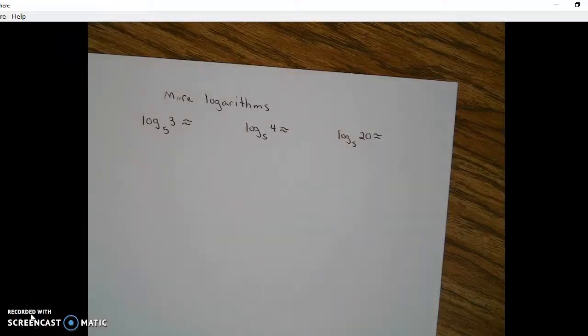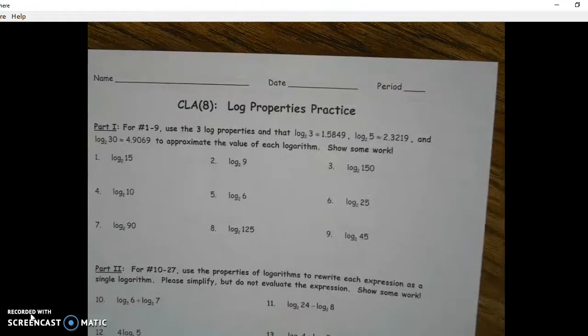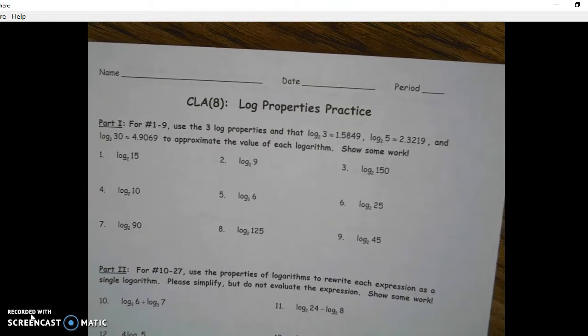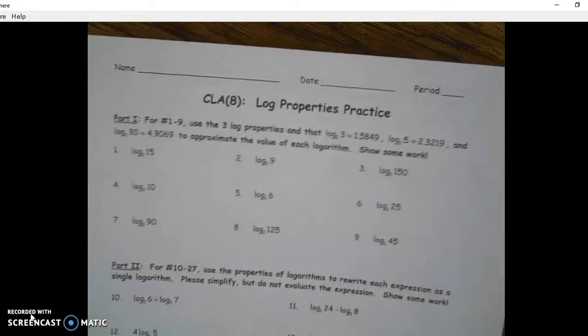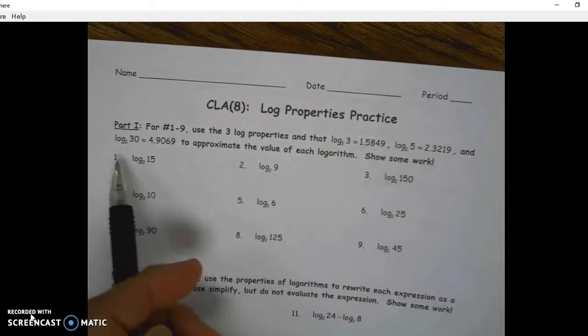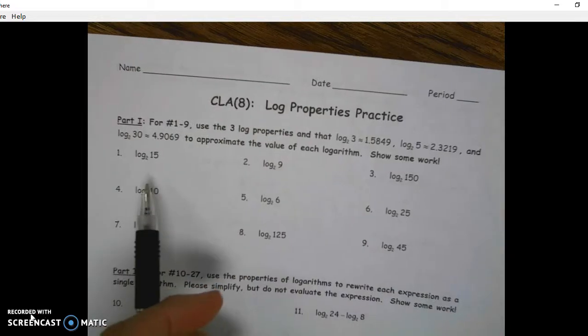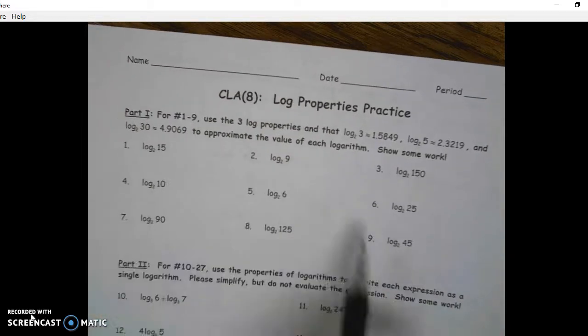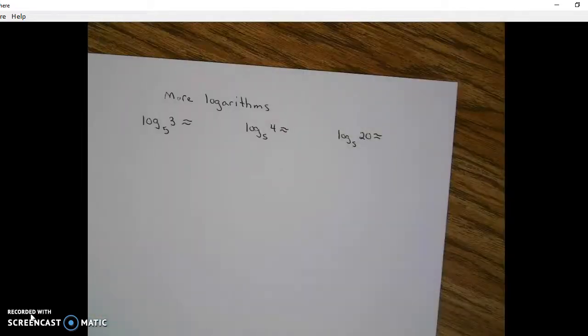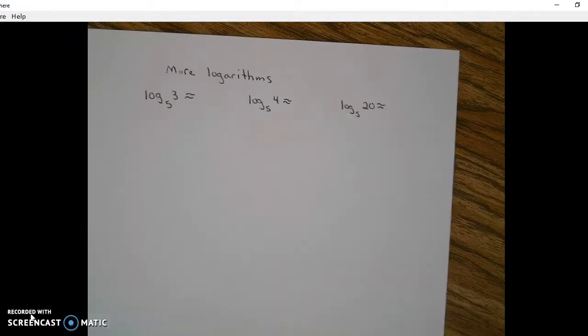The first thing I want to cover real quickly is how to do the portion on the top of your log practice properties right here, where they give you some approximations and then you have to use those approximations and the properties in order to find these logs. So let's go ahead and take a look at some examples.